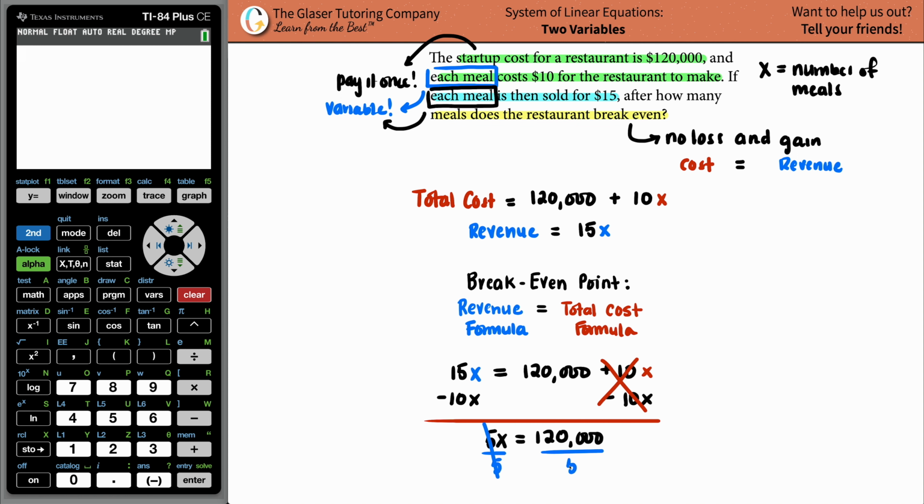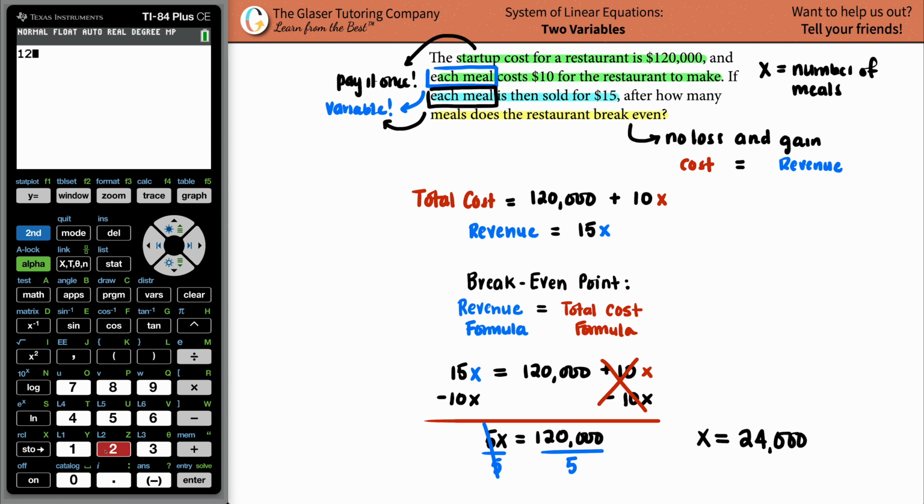Bing. Let's do a little mental math here, right? Let's see. 12, that would be 10, right? 5 goes into 10 2 times. So we're going to say x equals. And keep in mind that this was the number of meals. So we're going to find out how many meals we need to make to break even. So 5 goes into 10 2 times. That's a minus 2. Bring down the 0. So that's 4. And then 3 zeros afterwards.